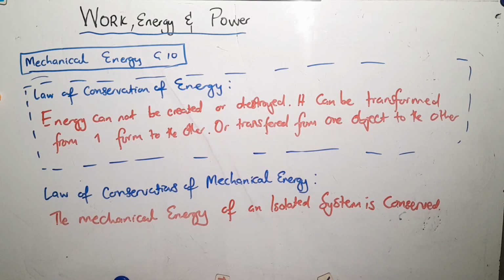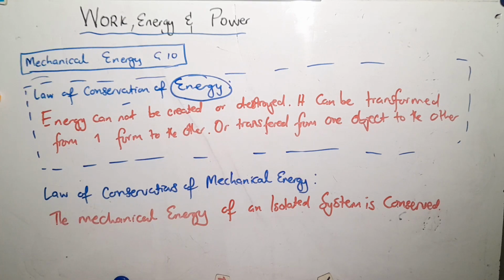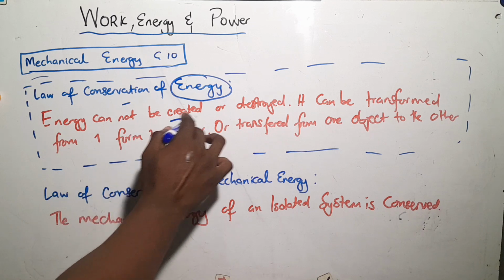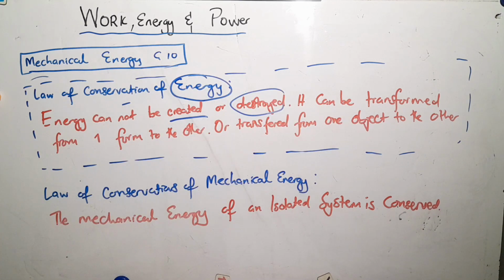In grade 10, we learned these two laws. The first law was the law of conservation of energy. Energy cannot be created or destroyed. It can be transformed from one form to the other. So we cannot create energy or destroy it. We can transform it from one form to the other.